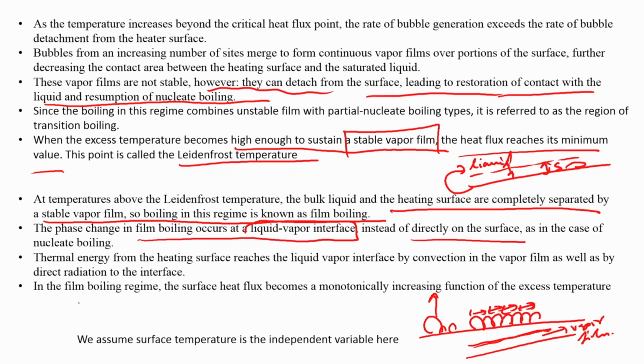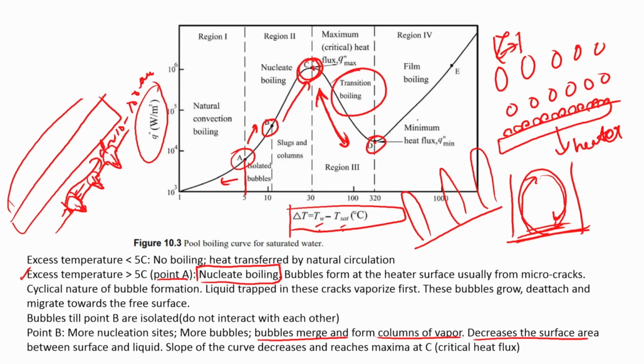Now, in the film boiling regime, the heat flux becomes a monotonically increasing function of the excess temperature. So, in this regime the heat flux goes up like that. The heat first goes to the vapor film, the vapor film gets heated, and it transfers the heat to the liquid either through interfacial processes or through radiation. That is how it works, and this is called regime 4, which is the film boiling.